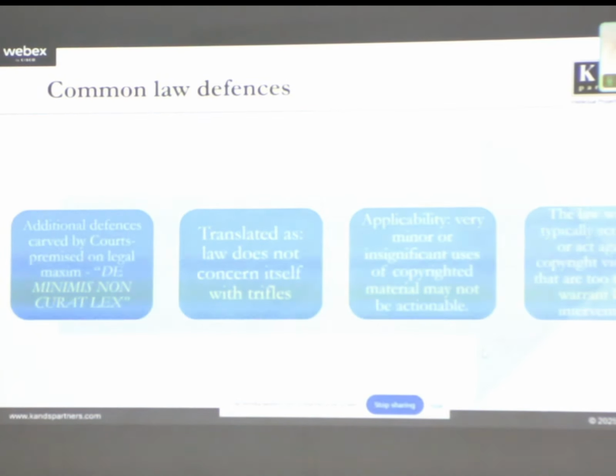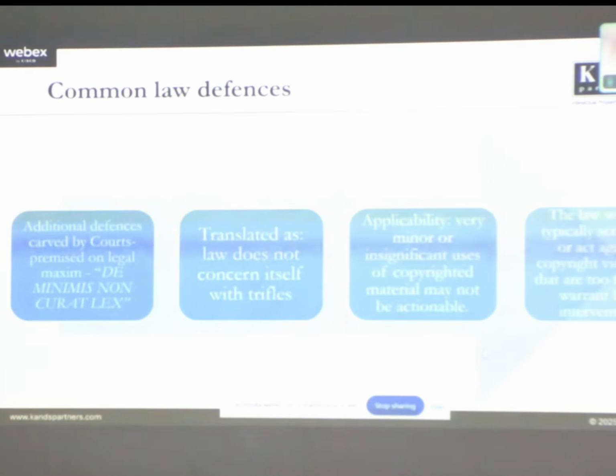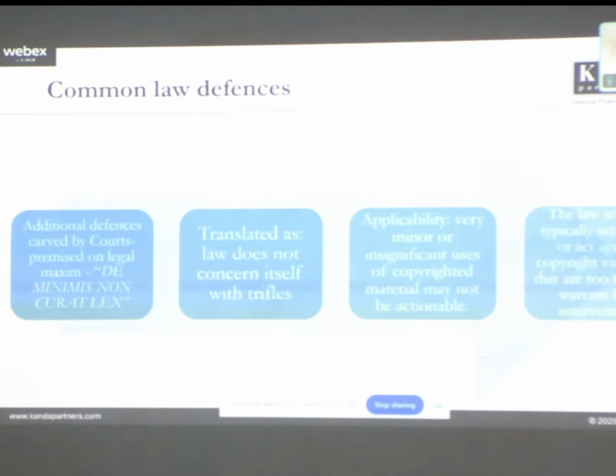Now, those are statutory defenses that are provided for under the Act. There are also some common law defenses. India is a common law country, so we don't just follow the letter of the law as provided in an Act; courts in India also evolve the law and make law. So this is a common law defense that has been laid down by courts in India.